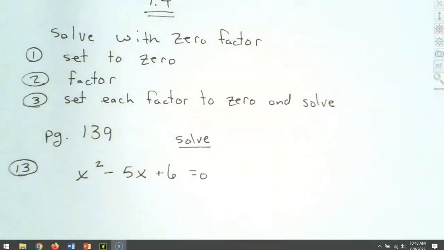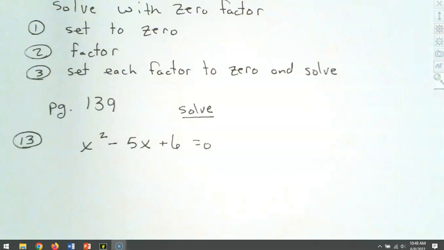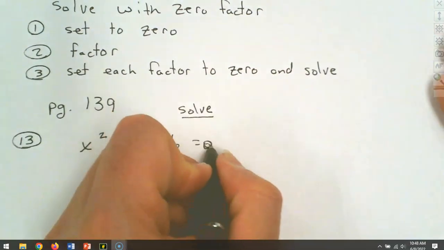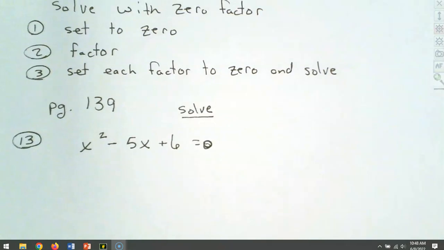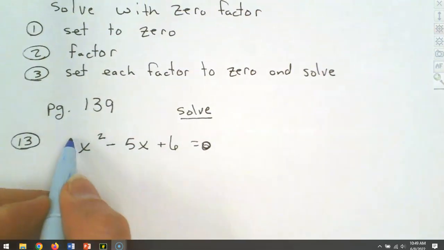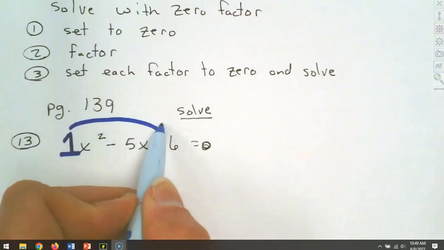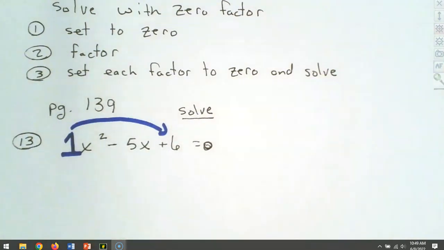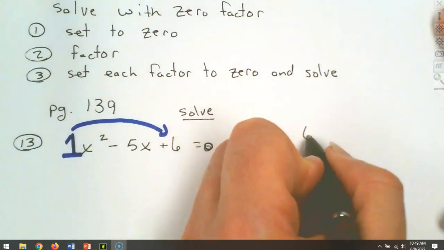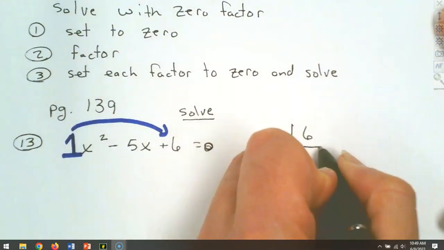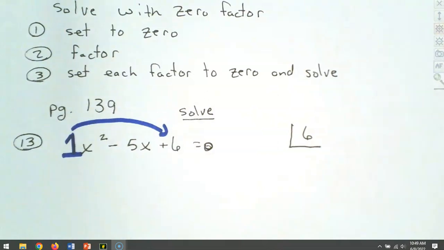Okay, we want to factor this. And we're going to solve it with 0 factors. So first off, has it been set to 0? Yes. Okay, so that makes it easy. Now we need to factor it. Remember, this is a trinomial. If there's no number in front, we put a 1 out here, and then we multiply. 1 times 6. What's 1 times 6? 1 times 6 is a 6. So that goes in the box. Kind of remember this? Now, what do we know about the signs?